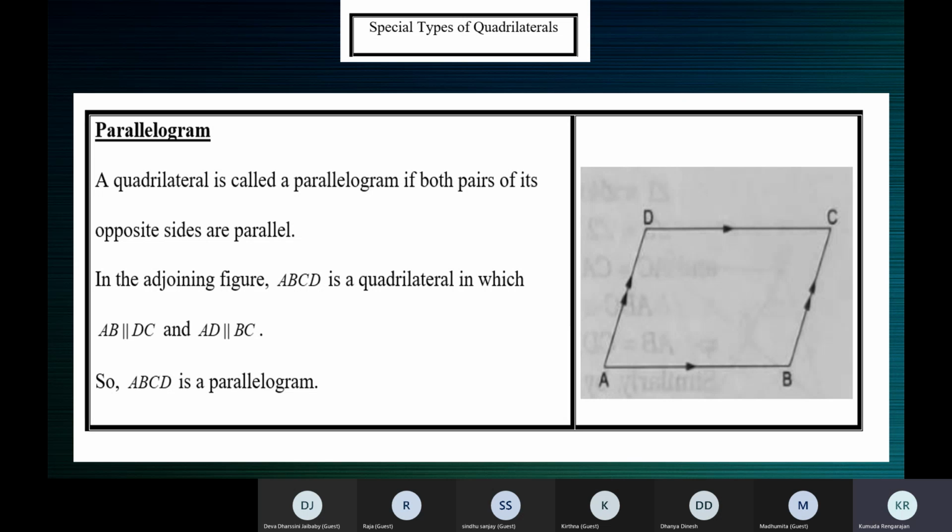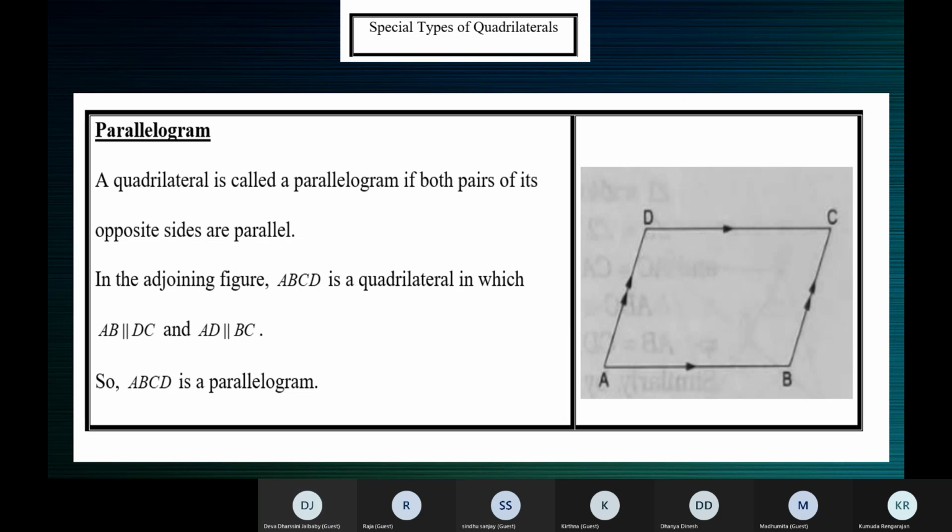Now we understood some properties of a parallelogram. Let's list them one by one. What are the properties? When a quadrilateral is a parallelogram, what are the properties? Ma'am, in a parallelogram, opposite sides are equal. Opposite angles are equal. Very good.